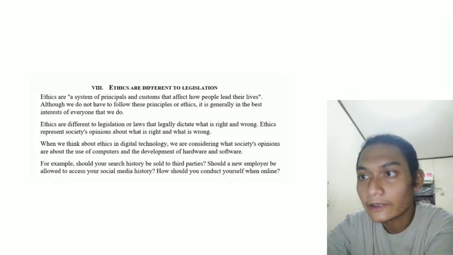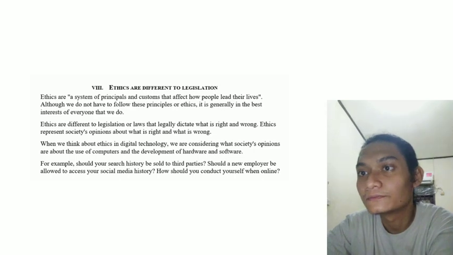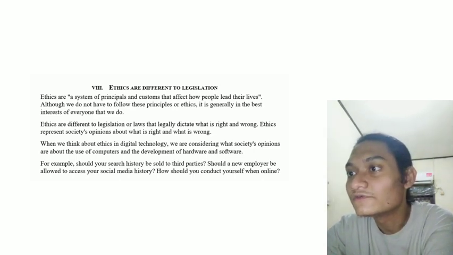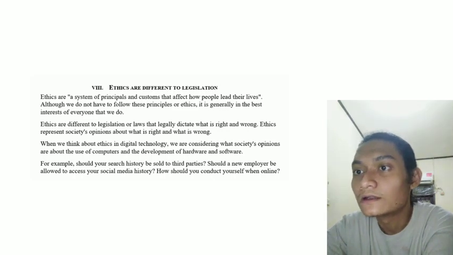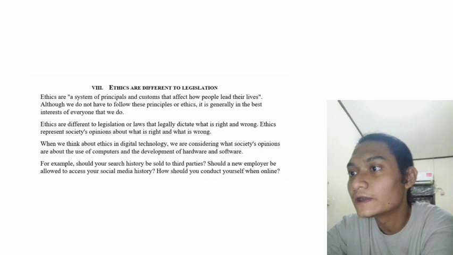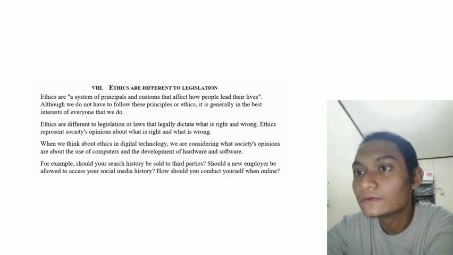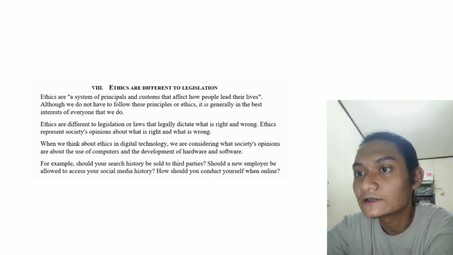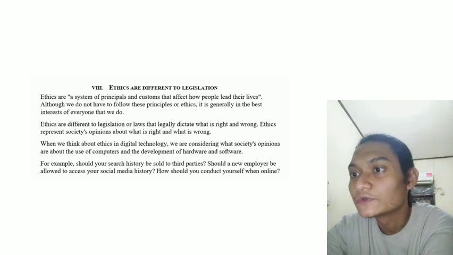Number 4. Ethics are different to legislation. Ethics are a system of principles and customs that affect how people lead their life. Although we do not have to follow these principles or ethics, it is generally in the best interest of everyone that we do. Ethics are different to legislation or laws that legally dictate what is right and wrong. Ethics represent society's opinion about what is right and what is wrong.